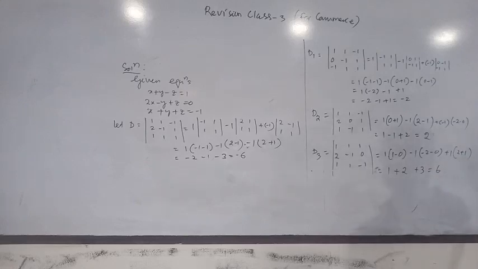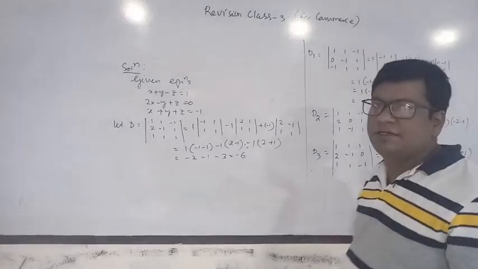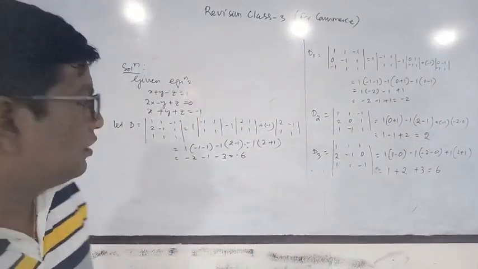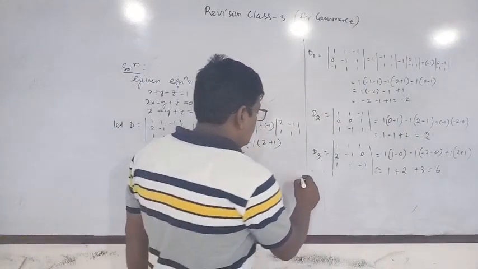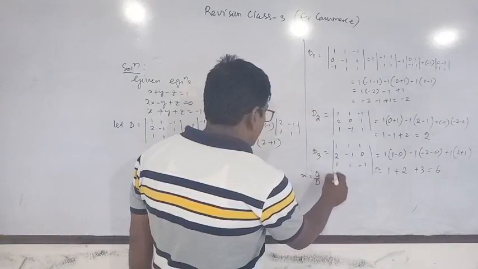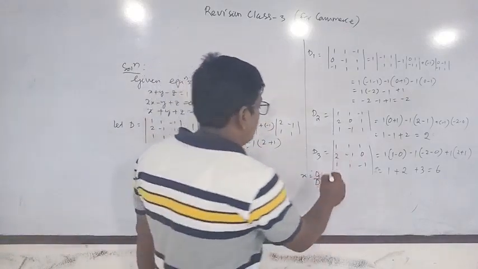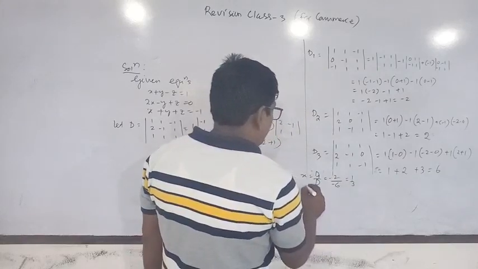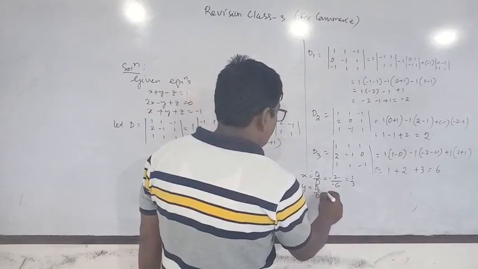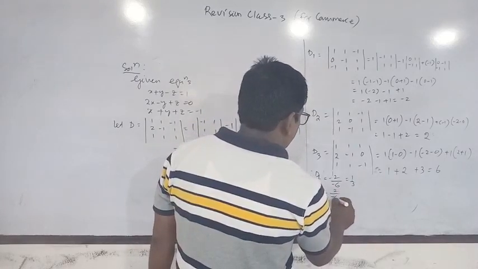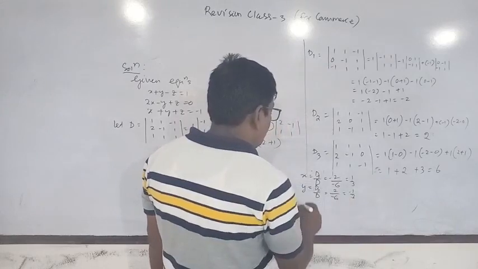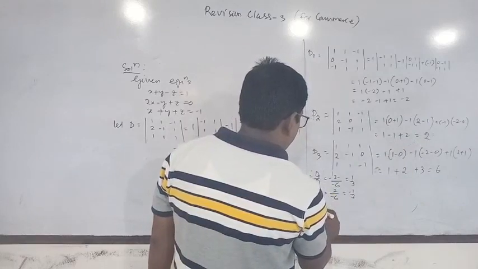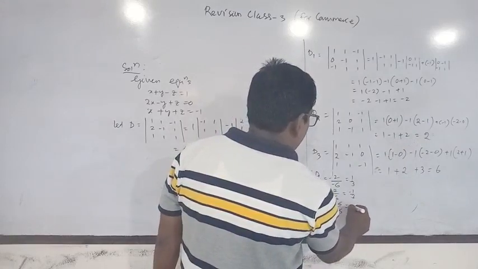Now D1, D2, D3. Now x is equal to what? X is equal to D1 by D. So what is D1? D1 is equal to minus 2, D is equal to minus 6, that is 1 by 3. And y is equal to D2 by D. What is D2? 2 by minus 6, that is minus 1 by 3. And z is equal to D3 by D, that is 6 by minus 6, this is equal to minus 1.